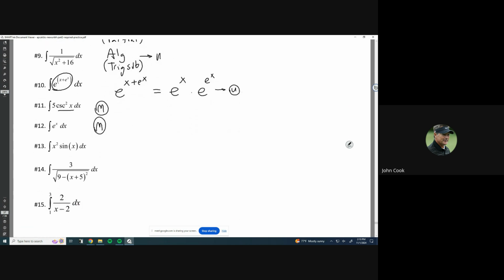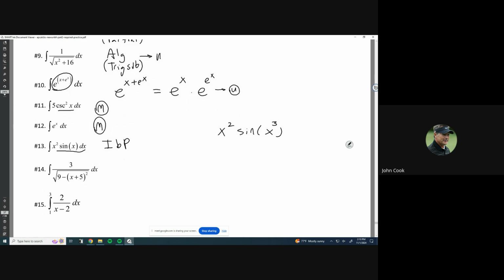X squared times sine of x. That's integration by parts, without a doubt, because again, it's x to some power, who cares, whatever it is, times sine of something, dx. So there you go. Sometimes this little pattern can be a u sub every now and then if it looks like this. Like if I had x squared on the outside and instead of just a regular old x on the inside, I had x to the third.